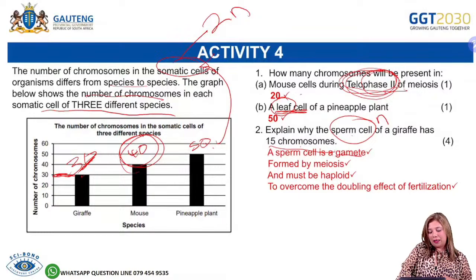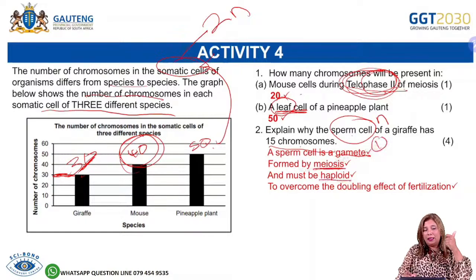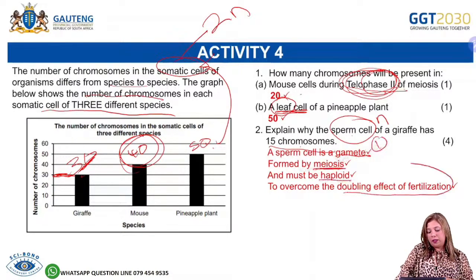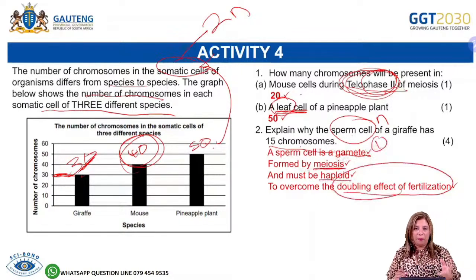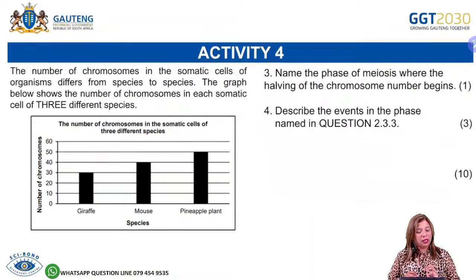A sperm cell is a gamete, very important. It is formed by meiosis, because meiosis must occur for that gamete to be formed, and it must be haploid. So first it's meiosis, then it's haploid, then we have a gamete, and this overcomes the doubling effect of fertilization. If we have haploid and haploid, we can get diploid. But if we have diploid and diploid, we've got problems because we have extra organs and it's just going to be a big mess. So we have to have meiosis taking place. Very, very important. Okay, let's look at the next question.